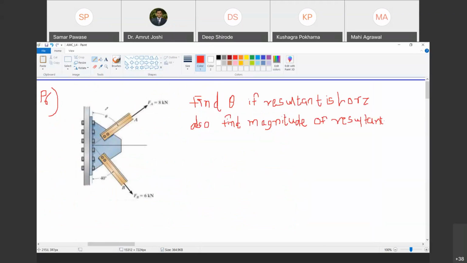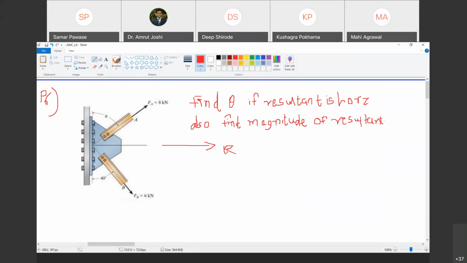Now the second problem here is we have two forces acting on this element, 8 kilonewton and FB is equal to 6 kilonewton. This has been given, this angle is given as 40 degree. Is the figure clear, Mahi? Yes, sir. Okay. Now what has been asked is find theta. Find the value of theta if the resultant is horizontal. That means it is given that the resultant is going to lie along the horizontal direction. Do you agree with me?